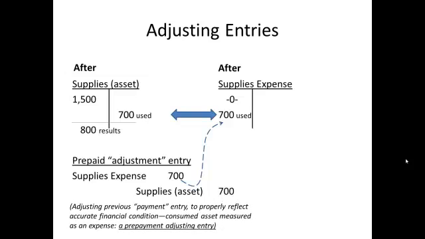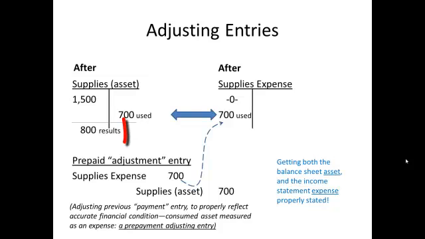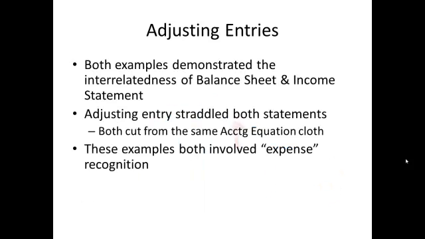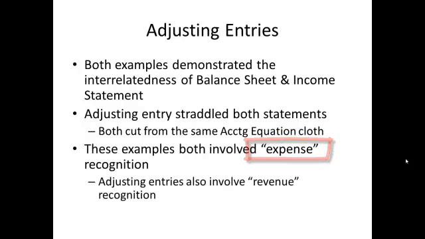So we've adjusted your previous payment entry that put $1,500 into our supply asset account. Again, we're getting both the balance sheet asset correct by bringing it down to $800 with that $700 entry, and we're stating expense for the period properly as well. Both these examples demonstrated the interrelatedness of the balance sheet and the income statement. The adjusting entry straddled both statements because we know both statements are cut from the same accounting equation cloth. And again, these examples both involve expense recognition.